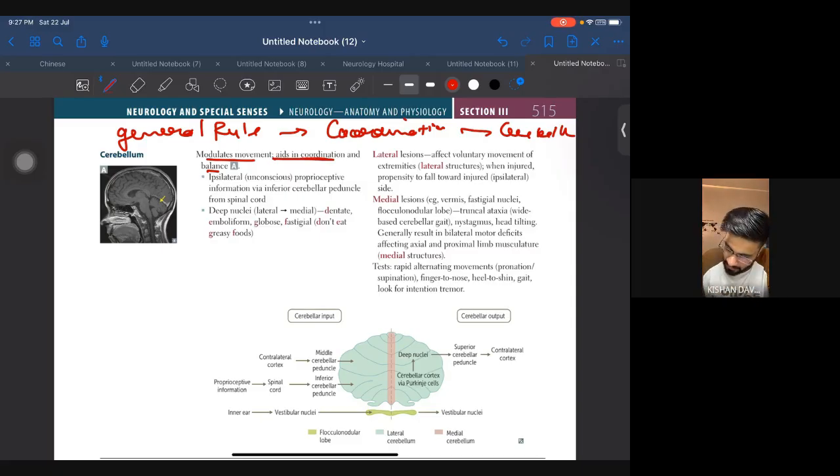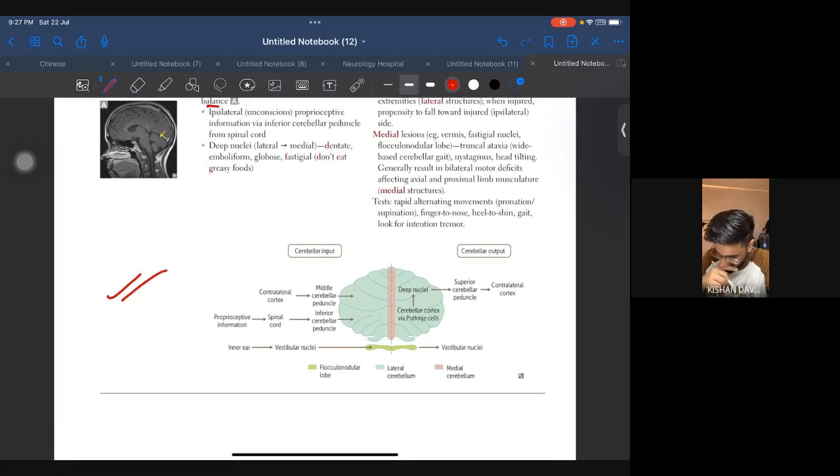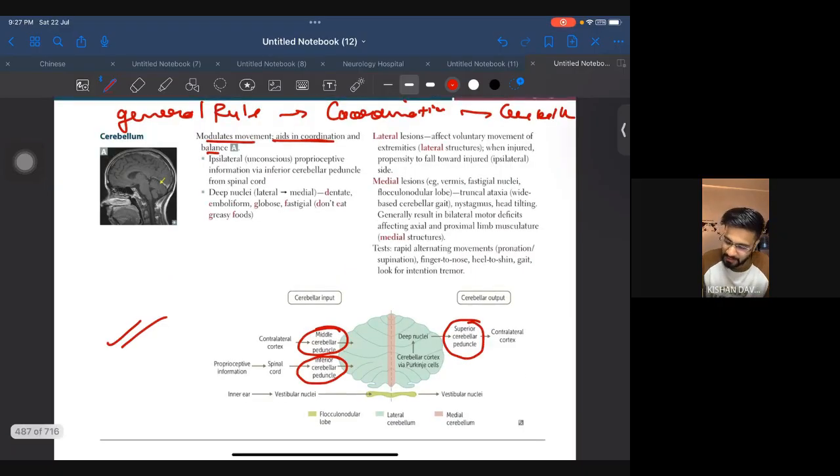Okay, so a few important points you need to remember in the cerebellum. You have to remember the tracts. This image is very important because they will ask which tract brings signals to the cerebellum, and which tract releases signals from the cerebellum. The middle cerebellar peduncle and inferior cerebellar peduncle bring in the signals, and the superior cerebellar peduncle releases the signal out. So this diagram is very important. This is what they have given over here.